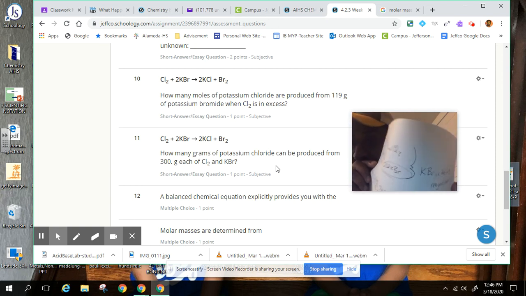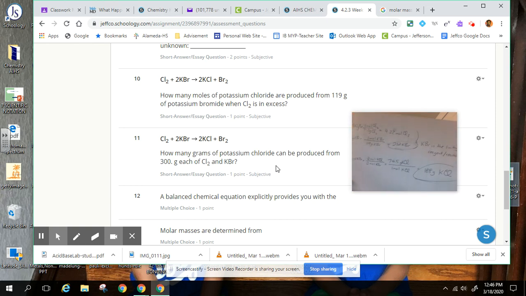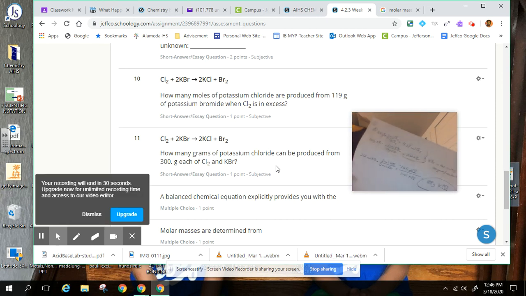Then you would plug in that 2.52, and you would set up your molar ratios, and you would get 188 grams.